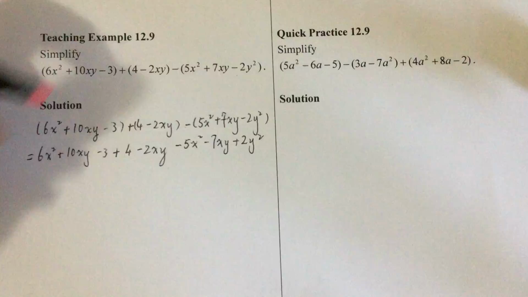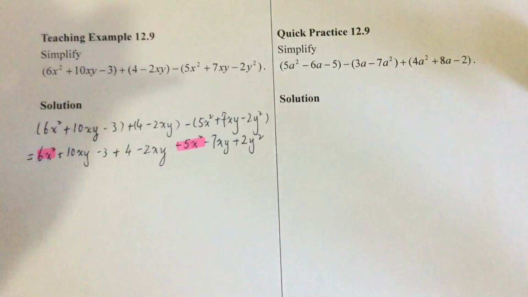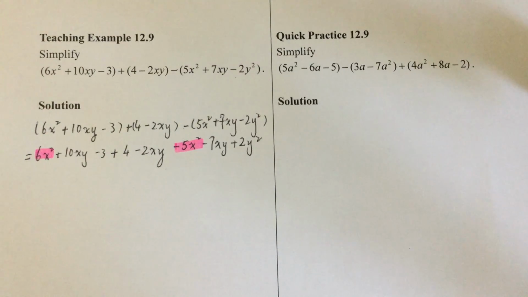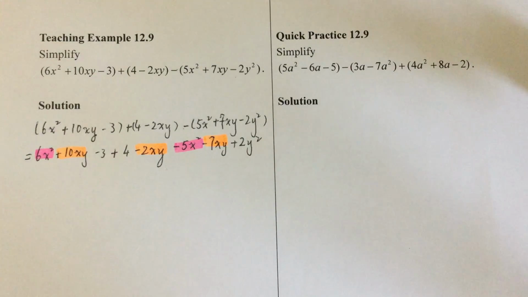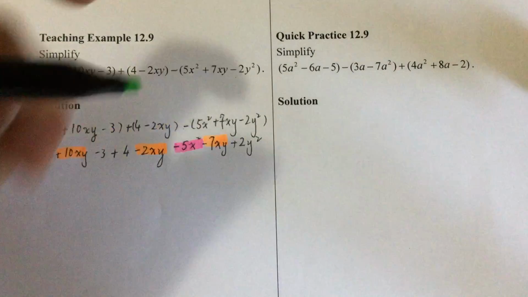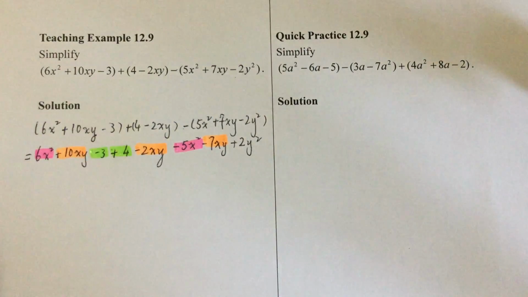Okay, first of all, we have 6x squared. So that we have negative 5x squared. So they're like terms. And for 10xy, oh, I found 3 of them. You have negative 2xy also, and you have negative 7xy also. So we do these 3 together. And finally, we have negative 3 and plus 4 together. So 2y squared is so lonely, but we must keep it lonely, okay?